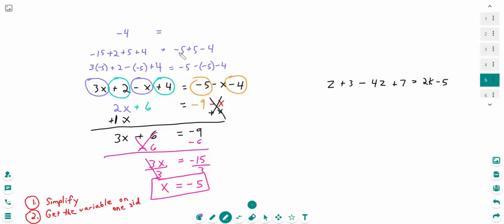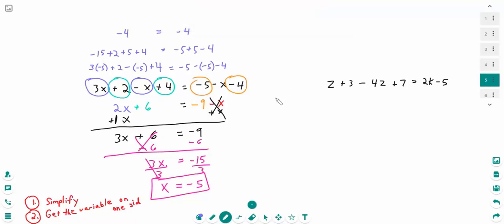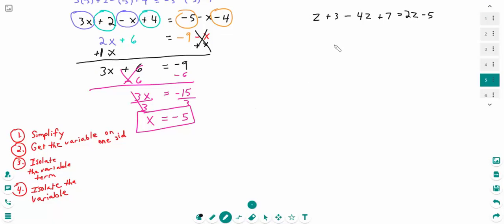And over here I've got negative 5 plus 5. Well, that's going to be a 0. And then 0 plus a negative 4 is a negative 4. And it is true that negative 4 equals a negative 4. So this is a true equation, and that means my solution is correct. Yay. All right, so let's try this one.